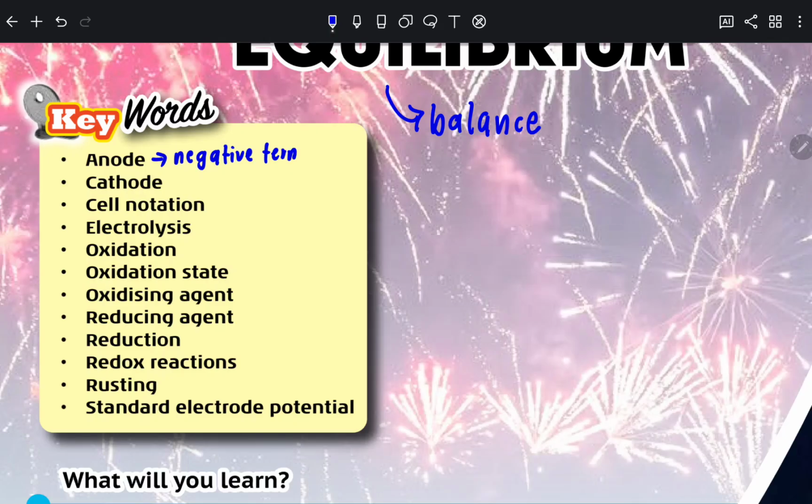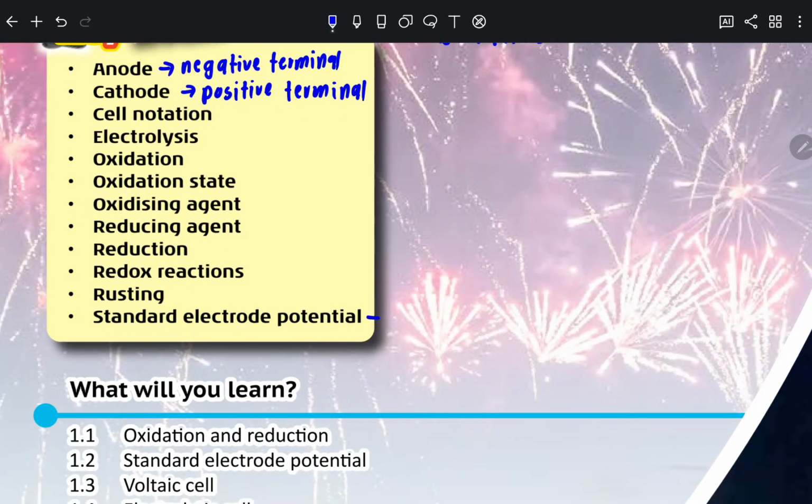Okay, you should know this word, negative terminal. And cathode they call as positive terminal. Okay, other words you will learn when you are learning the particular subtopic. But I want to highlight one part here, standard electrode potential.